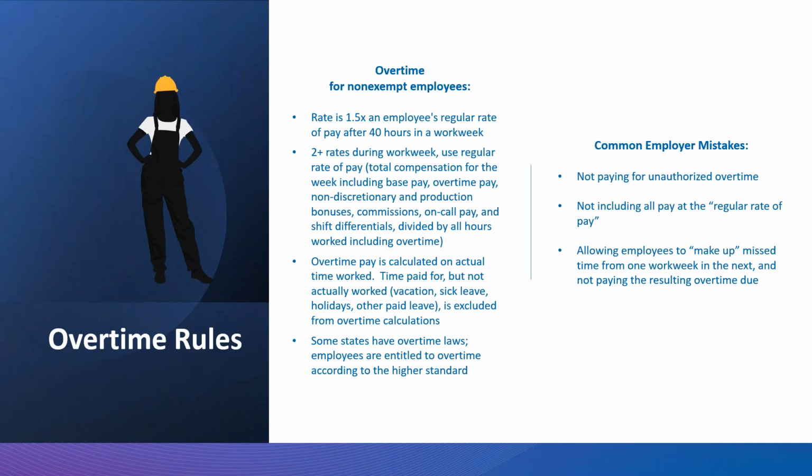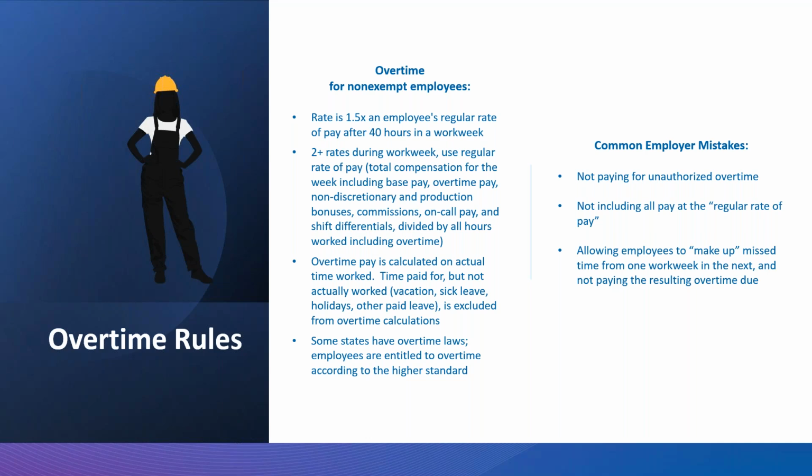But the common mistakes are, first, not paying for unauthorized overtime. That's a big one. If they work the time, then you have to pay them for the time, right? You can discipline them, you can have conversations with them and address the issue, but you can't not pay them.